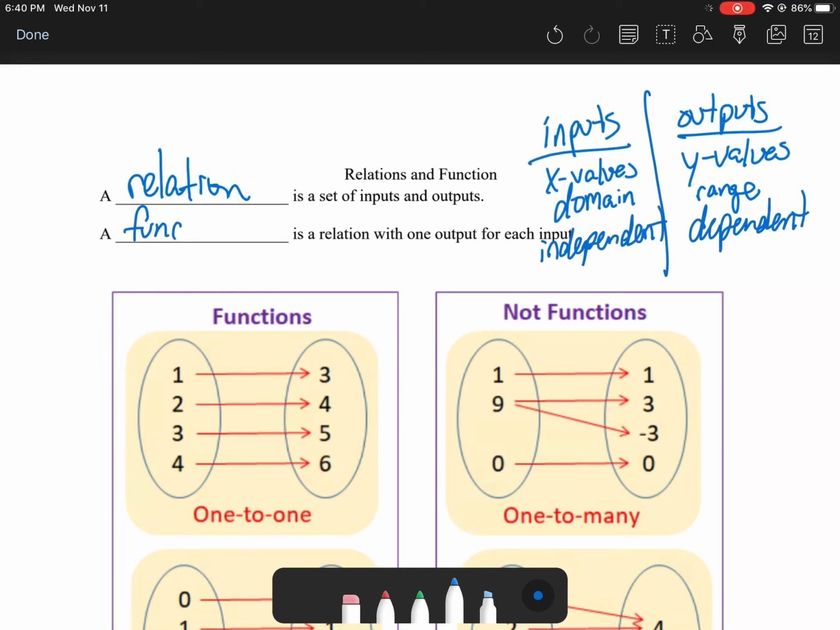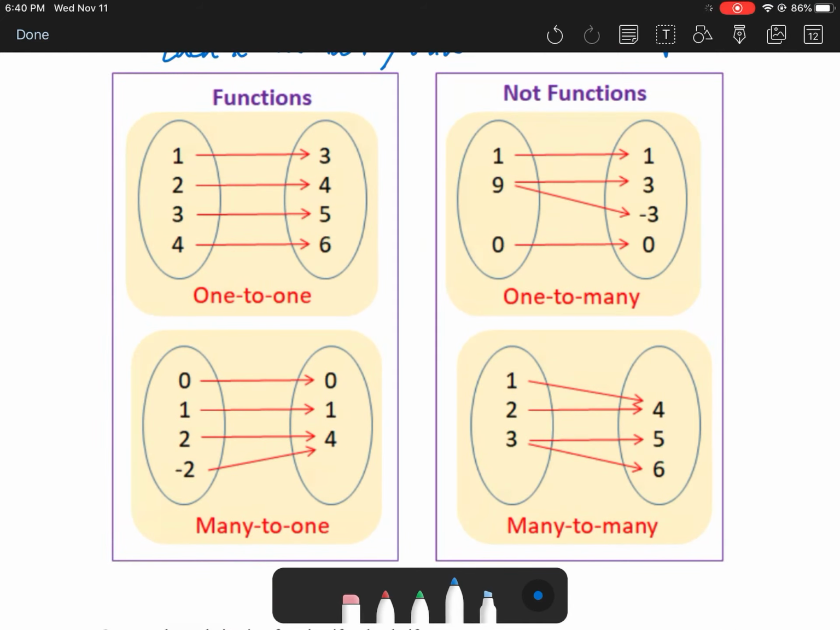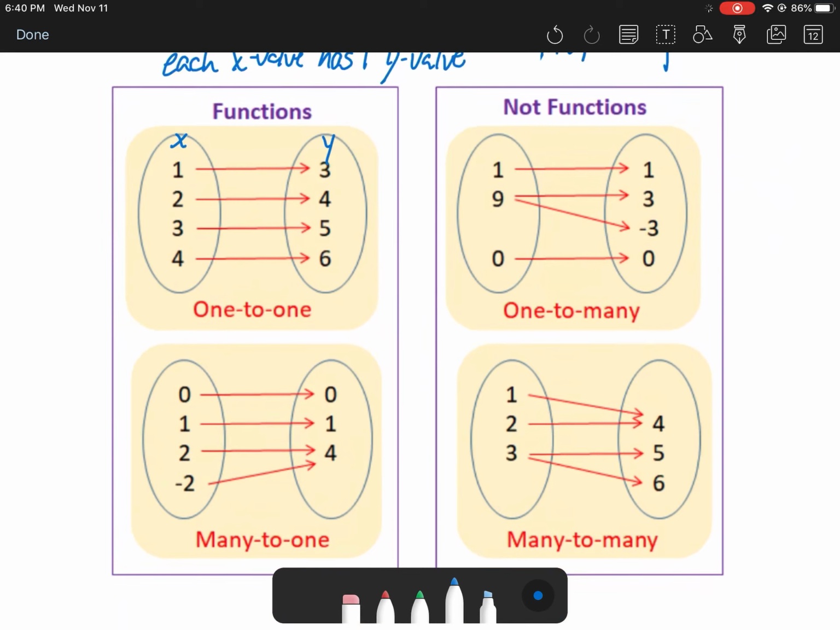A function is a relation with one output for every input. So each x value has exactly one y value. Below I found this little picture online. You can probably easily find it too. If we have these x values and these y values, each x value just directly shows one y value. Y values can have more than one x value, but each x value needs one y.